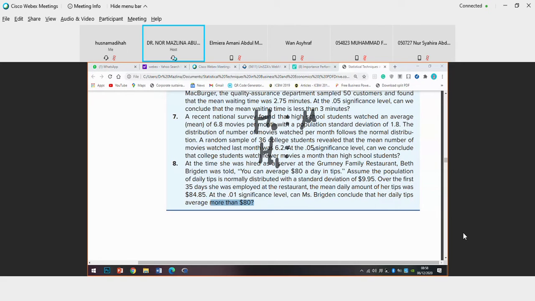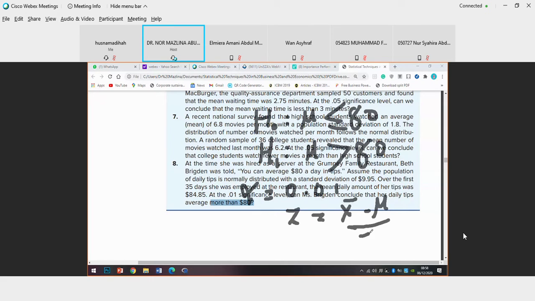Okay, mu. Okay, more than letak sini lah. Okay, so this is. Okay. Jadi guna Z, alpha adalah 0.01, Z adalah X bar minus mu divided by sigma divided by square root of N, which, okay, masukkan nilai ni.